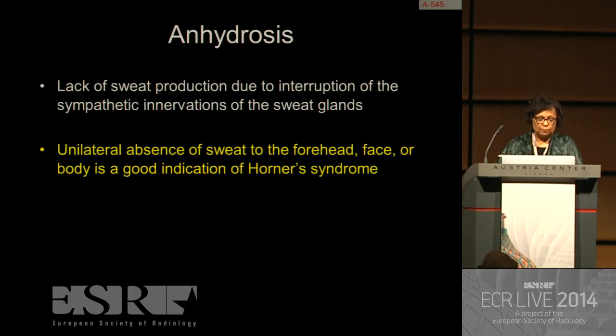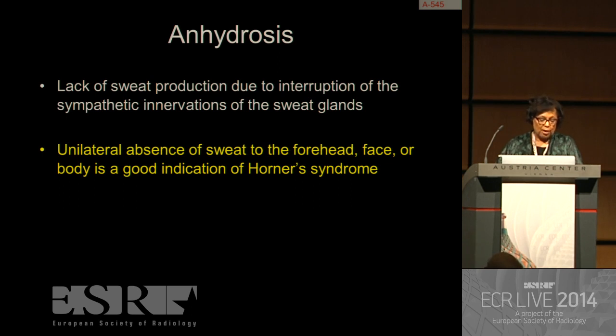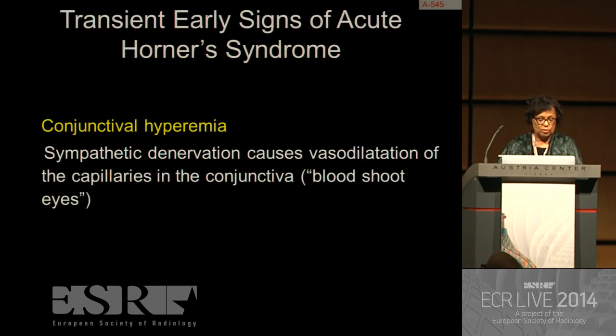Anhidrosis is a lack of sweat production due to interruption of the sympathetic innervation of the sweat glands. And if you have an absence of sweat on the forehead, the face, or the body on one side, it's usually a good indication that the patient has a Horner syndrome. However, I will say that this is one of the clinical findings that may be very difficult for you to elicit on physical examination. Some of the other clinical findings that we can see are conjunctival hyperemia, upside-down ptosis, iris heterochromia, and the harlequin sign.